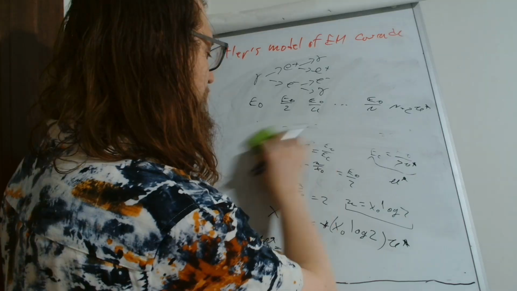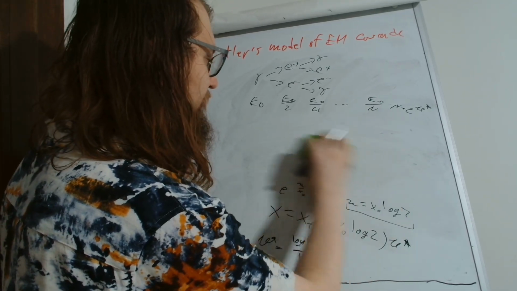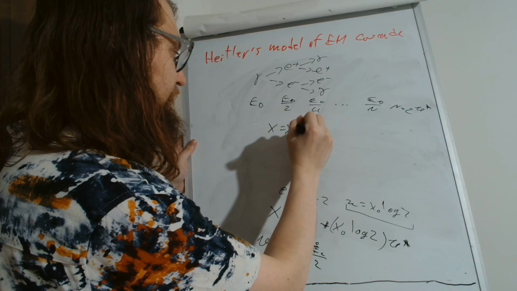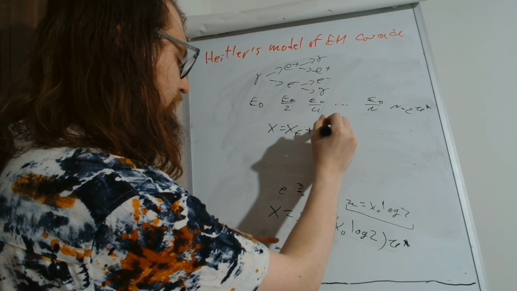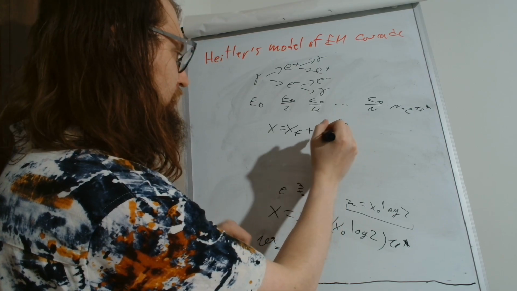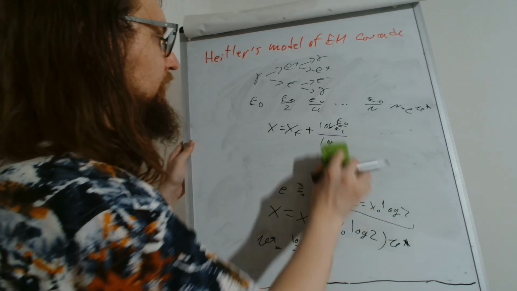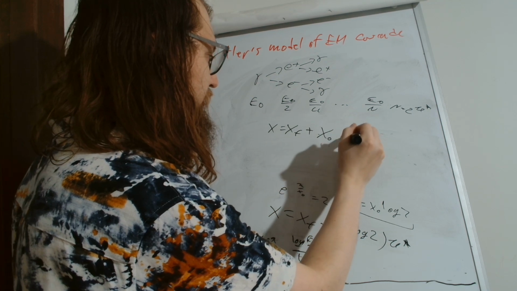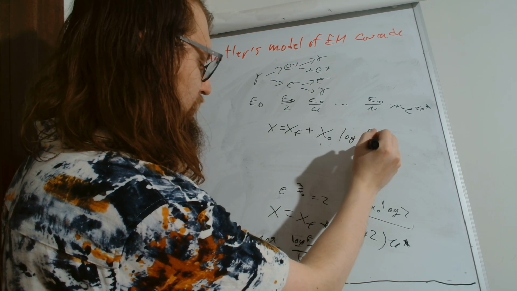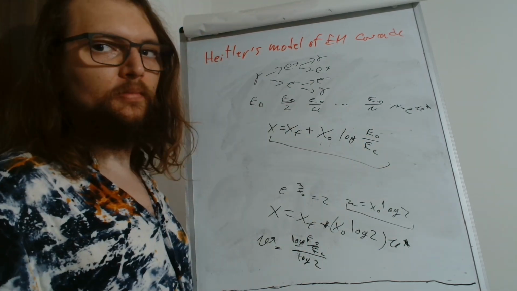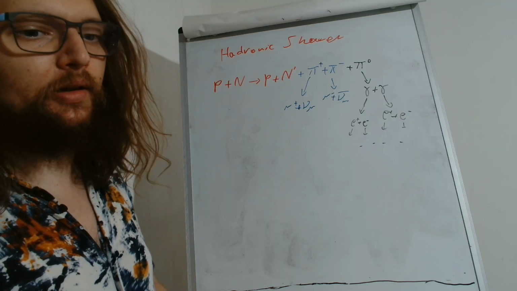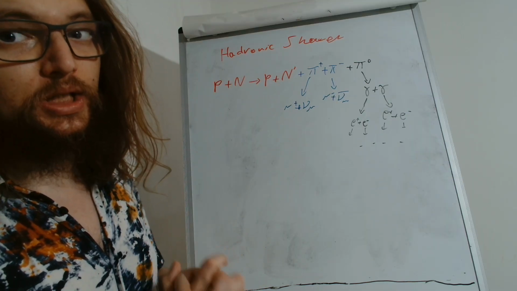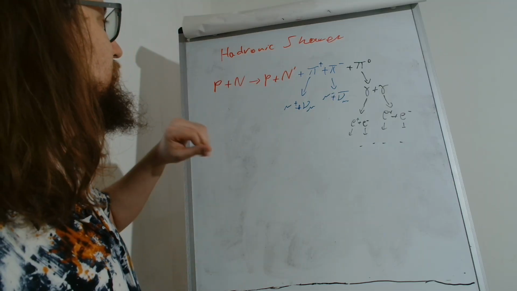So in the end the depth of the shower maximum is xf plus the logarithm of E0 divided by EC, divided by the logarithm of 2, times x0 times the logarithm of 2. So it will be xf plus x0 times the logarithm of E0 divided by EC. In a shower initiated by a gamma ray, there are no hadrons. So this is a way in which you can distinguish a shower initiated by a gamma ray from a shower initiated by a proton or a nucleus.